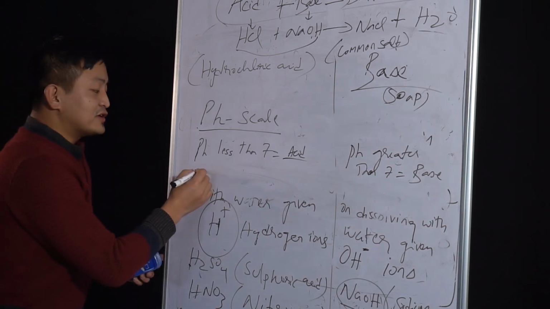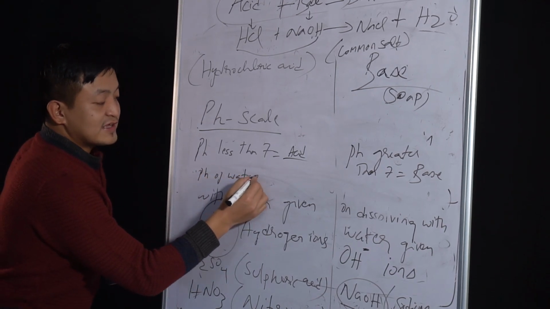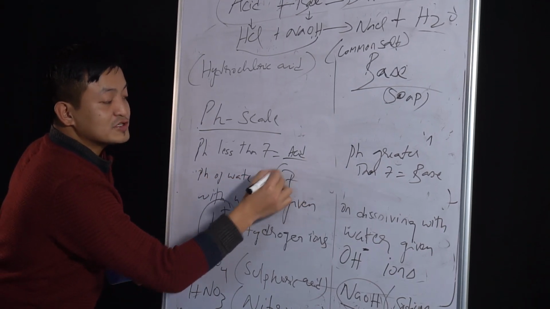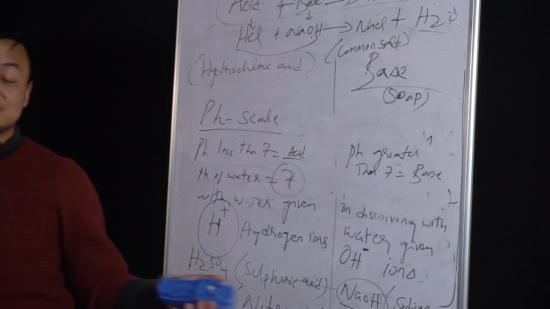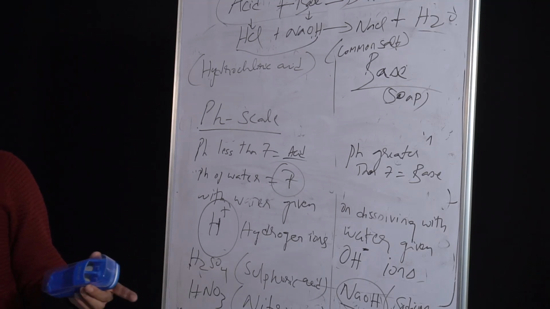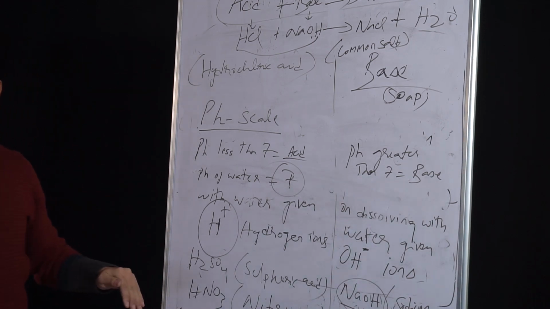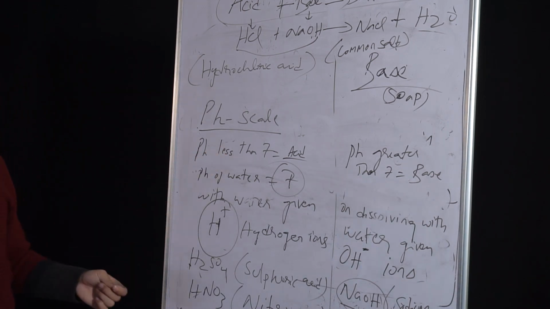So let's say, what is the pH of water? The pH of water is 7, and that's neutral. So water is neither acid nor base. But it can become acidic. Acid rain, I'm sure you have heard of. That's when the pH goes lower than 7, where we get acid rain.